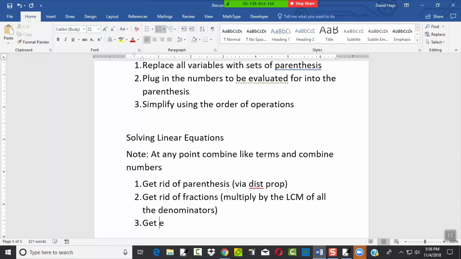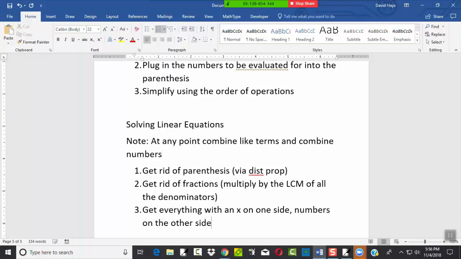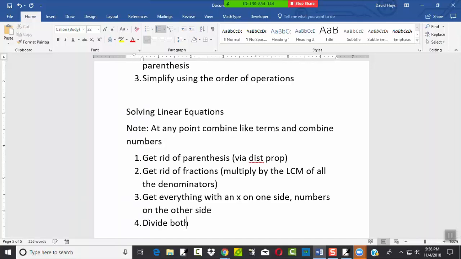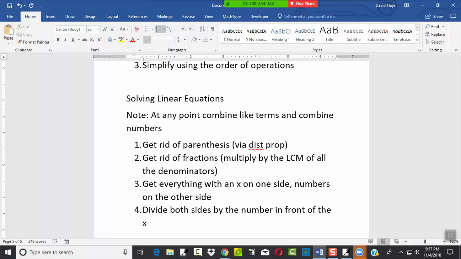Step three, get everything with an x on one side, numbers on the other side. When I say everything with an x, numbers on the other side, I'm talking about terms. So I'm talking about your variable terms, the terms that have variables, and your constant terms, just your numbers, like 5 or 7. Step 4, divide both sides by the number in front of the x. This is the coefficient. So we're dividing both sides by the coefficient.